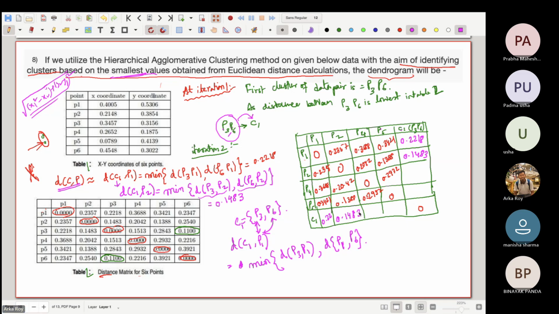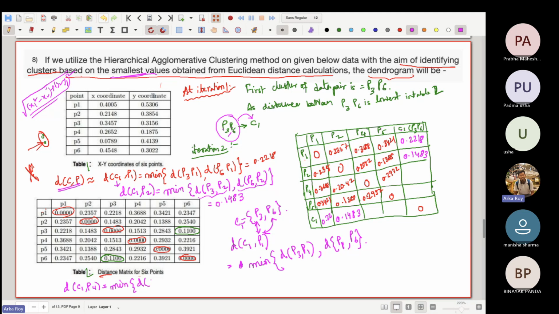0.1483. Then by the same logic, we have to calculate the distance, that is, distance C1, comma P4. Which means you have to calculate D. Sorry, you have to write the minimum of the individual distance from P4 to each of the points inside C1.